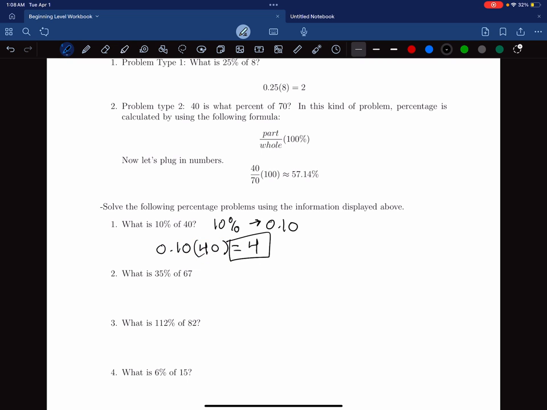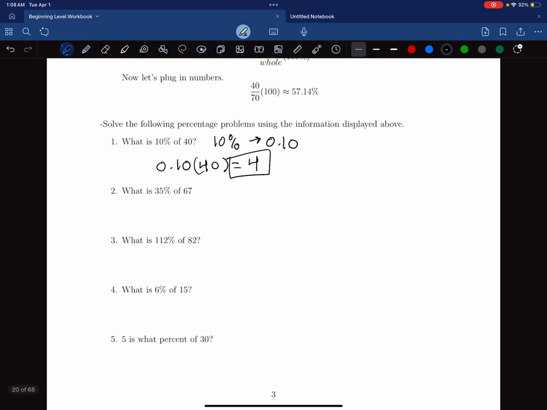Now, going through example 2, I encourage you to pause the video and try this on your own. As soon as you have worked through it, let's work through it together. We have 35%, so let's convert that into a decimal. That's going to be 0.35. Now let's take that 0.35 and multiply it by 67. And 0.35 times 67 is going to be 23.45. Oh, not percent, my apologies. We are not solving for a percent. There we go.